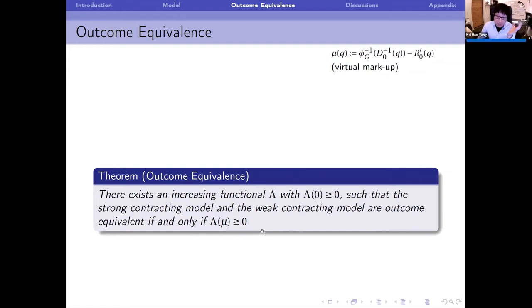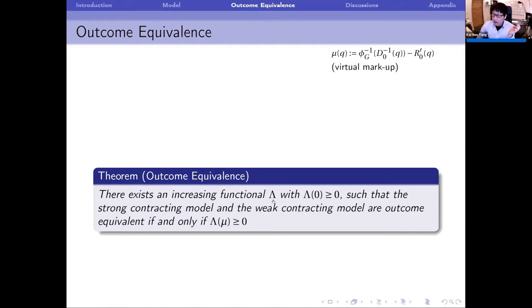Now this means that if the virtual markup is large enough, then we'll have outcome equivalence. And how large? Well, remember in the benchmark case where there's no information rent, mu of Q is always non-negative, right, because the markup charged by a monopoly is always non-negative. So when there's no information rent, the two business models are always equivalent.